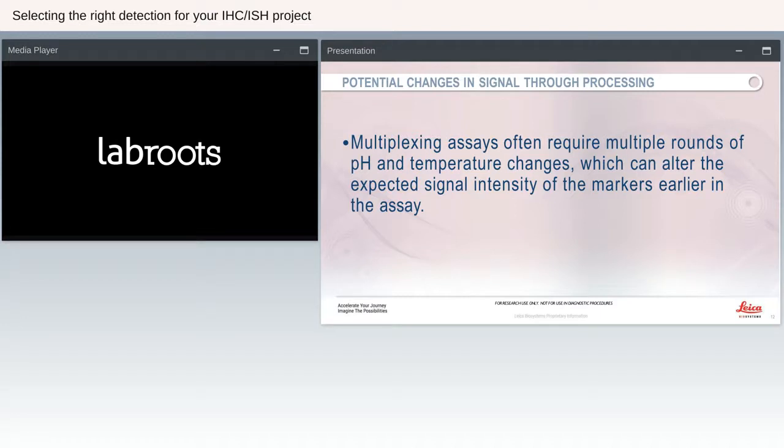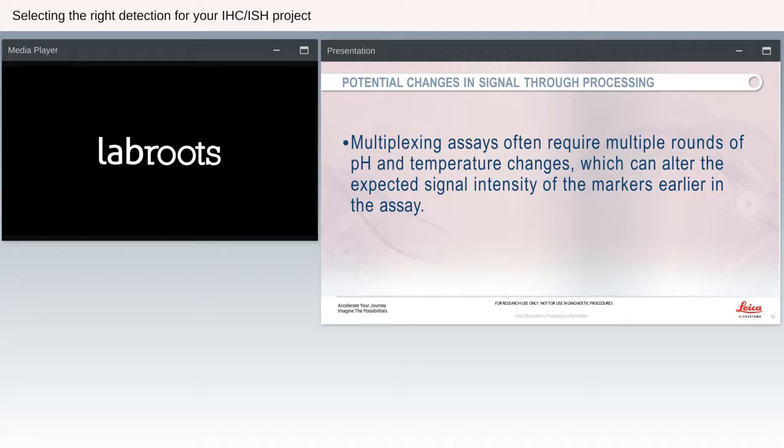Potential changes in signal through processing. As we are going through multiplexing and different rounds of different solutions going onto the piece of tissue on a slide, are we seeing changes with subsequent rounds? We only really need to consider this most of the time with sequential assays. If you are doing a parallel multiplexing assay, this is not going to be such a huge concern. Changes to staining over the course of subsequent processing with heat, with different pH solutions, different salinities, can really change the end staining. So this is common with sequential, but a bit less with parallel.